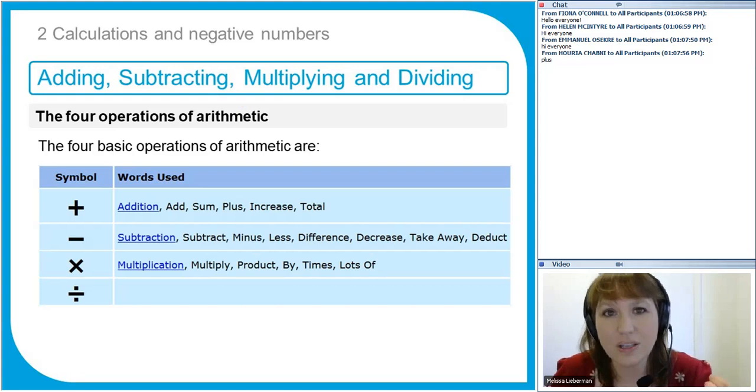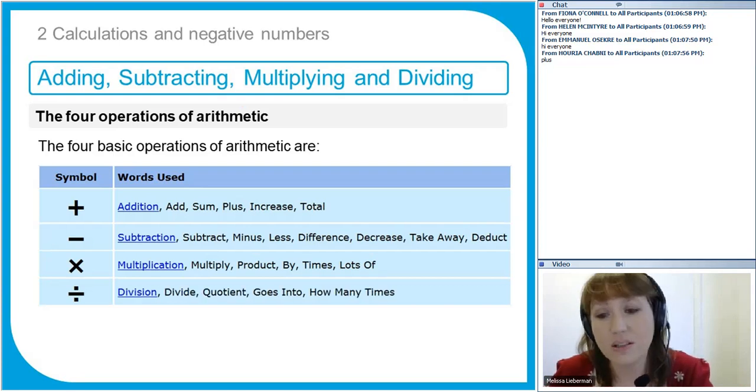So lastly, we've got divide. Now, division is the thing that most people find the most difficult. You kind of have to use reverse multiplication. So to do division well, you really do need to know your times tables. So words you might come across are division, divide, quotient. So if someone asks you for the quotient of 2 numbers, the quotient of 20 and 4 is 5, one divided by the other. Goes into, so how many times does 3 go into 21? That's the same as saying 21 divided by 3. And how many times? So I've just said it that way as well. How many times does it go into?